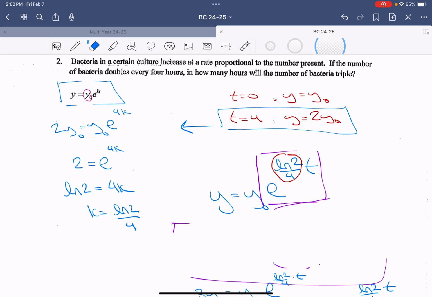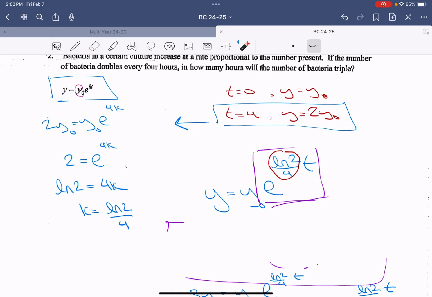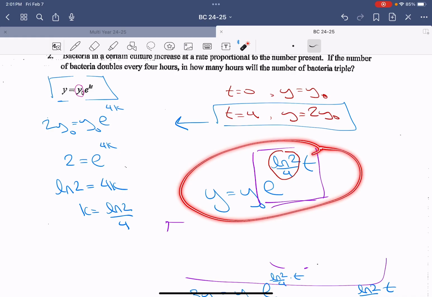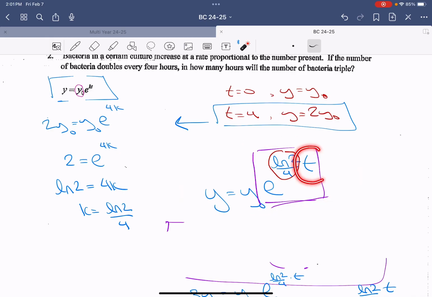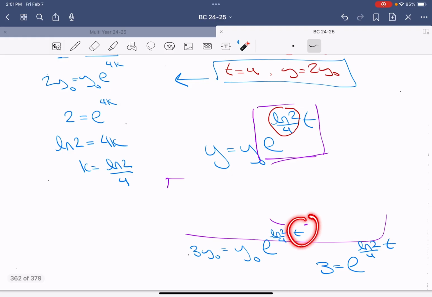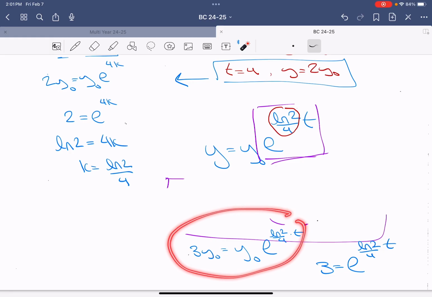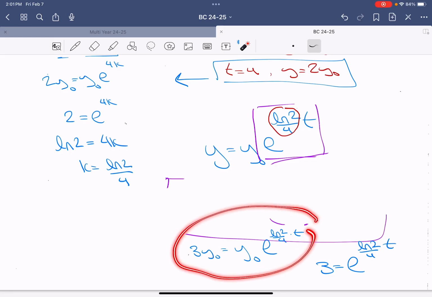But now we can say, okay, in how many hours now will the number of bacteria triple? Well, okay, now I have my general equation, my general relationship. What is the value of t? What will t be when the amount of bacteria triples, okay? And now we're here, and now you can solve for t. I trust you know how to solve for t at that point.